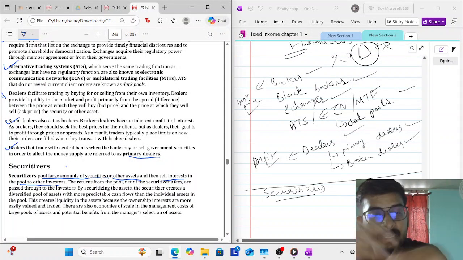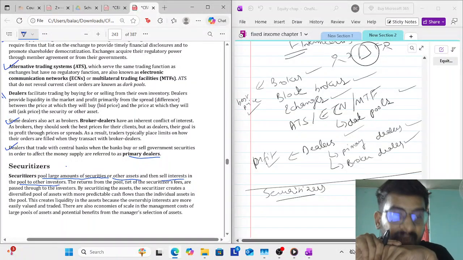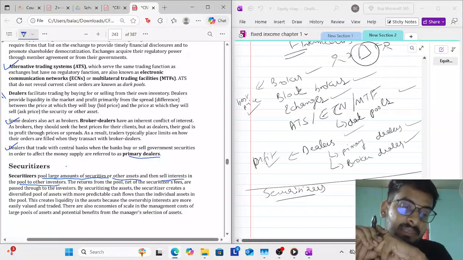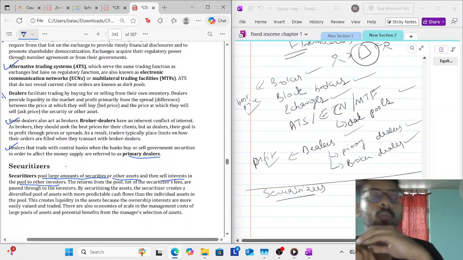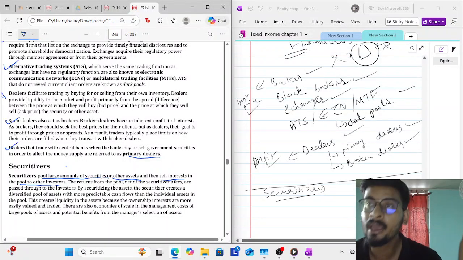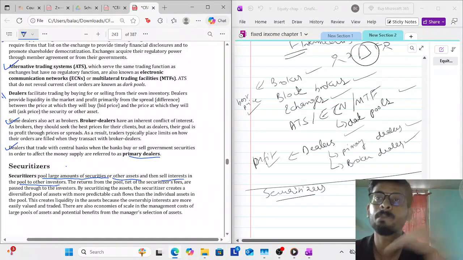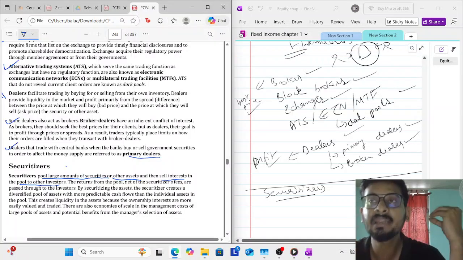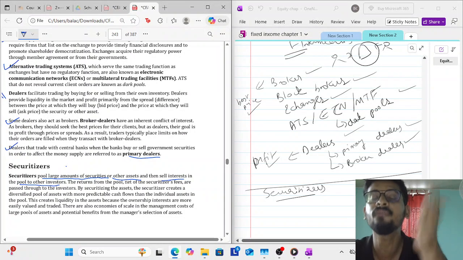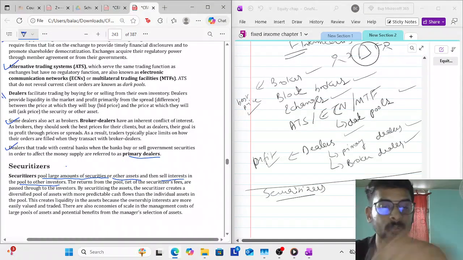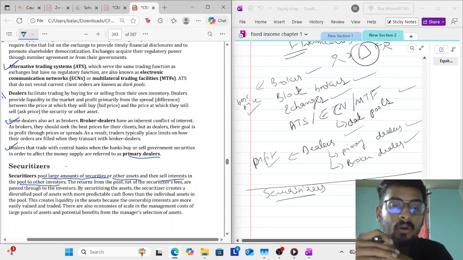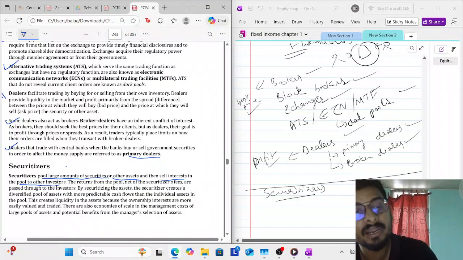By securitizing those assets, the securitizers create a diversified pool of assets with more predictable cash flow than the individual assets in the pool. Like if you are paying a home loan, every month there is an EMI, right? So every home loan, if clubbed together, is an MBS, mortgage backed securities. It's very predictable that most of the customers have the due date on the 10th of every month. So it's predictable cash flow, so we can plan accordingly. This creates liquidity in the assets because the ownership interests are more easily valued and traded.